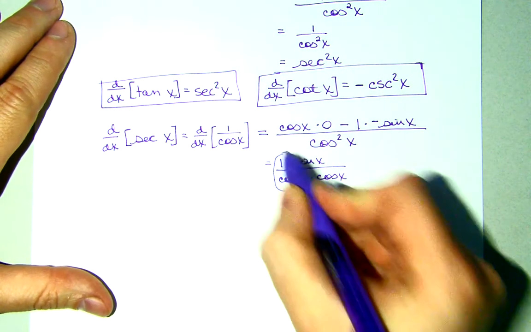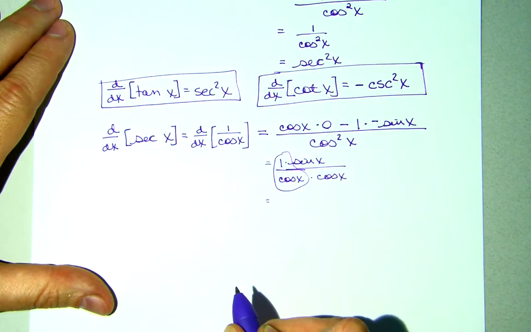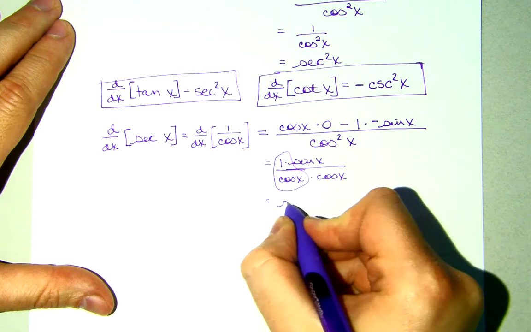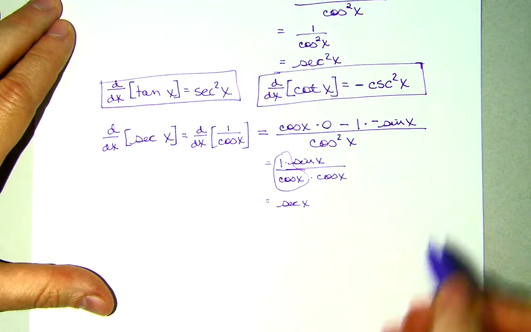What's 1 over the cosine of x? No. 1 over the cosine of x. Secant of x. And what's sine x over cosine x?